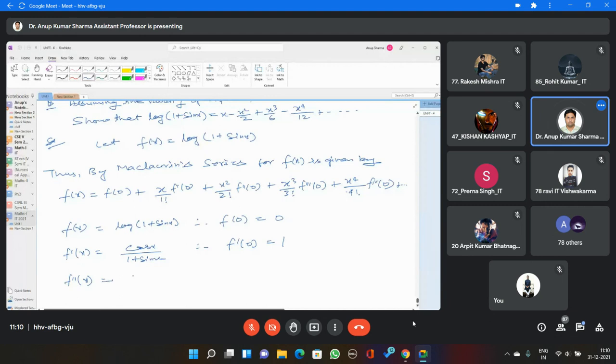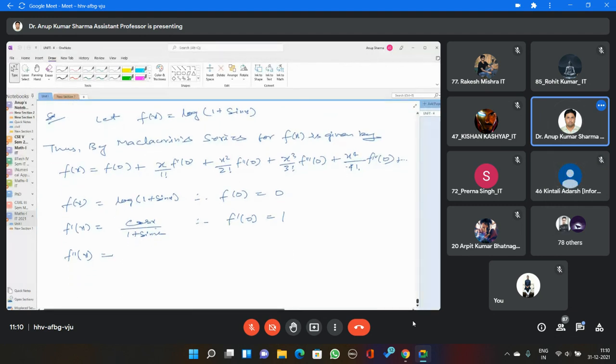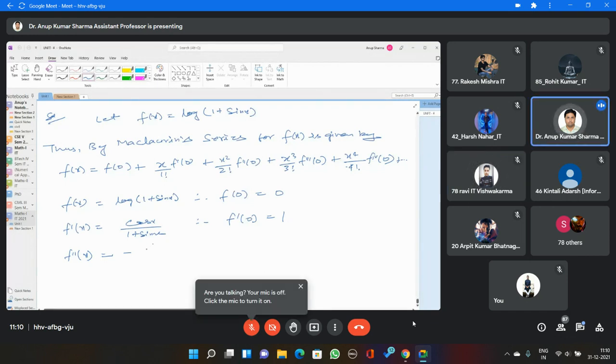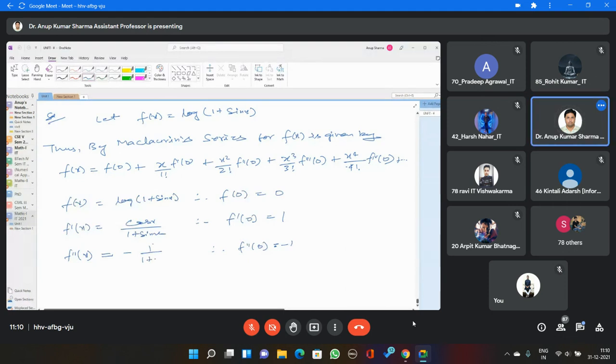Now f double dash of x. Minus 1. Minus what? Yes, calculate. Minus 1, sir. The net value is minus 1. So the value is minus 1. But what is the f double dash of x? Minus 1 upon 1 plus sin x. Correct.